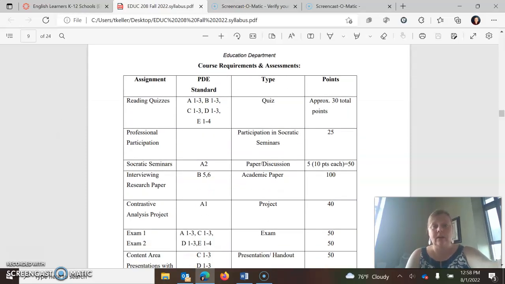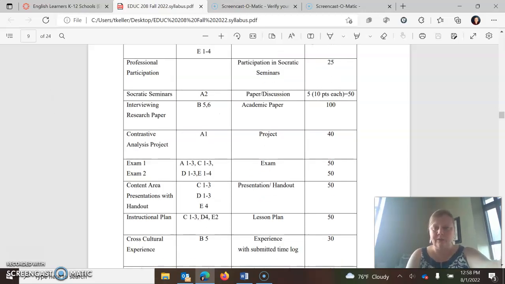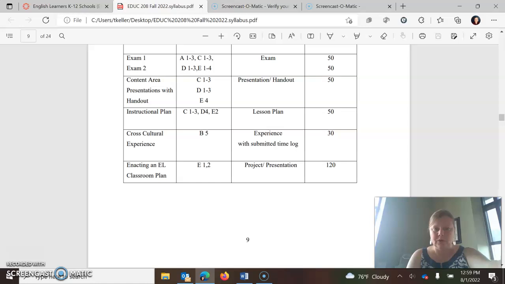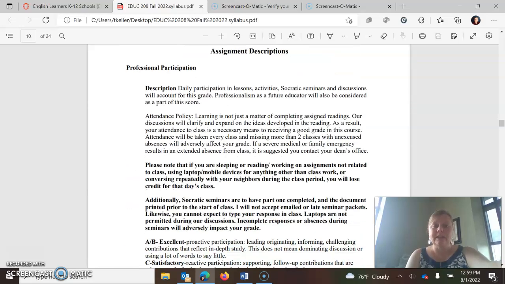So here you can see the assignments that are part of the course. We have reading quizzes, professional participation, Socratic seminars, papers, and exams. So there's a whole mixture of ways that you'll be assessed in this course. For each of these assignments, I have a detailed description of the assignment and a rubric included in the syllabus as well as on Canvas. So let's talk about professional participation.